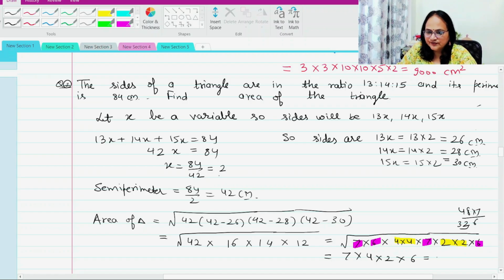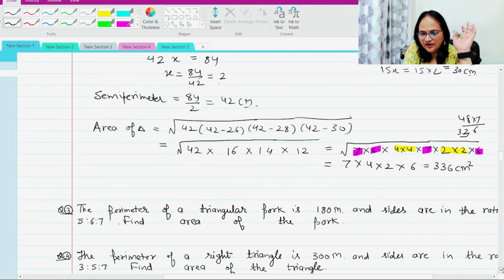336 centimeter square is your answer. So I hope this procedure is clear to you, and this question type is also clear to you, when you have the ratio of 3 sides and the perimeter with you.